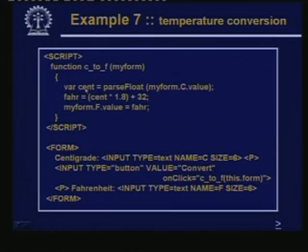This function essentially reads the value of C dot value of this my form, converts it to floating point, assigns it to cent, converts it to Fahrenheit, then assigns Fahrenheit to this F value, the value part of the F field, right. So, let us see it working.